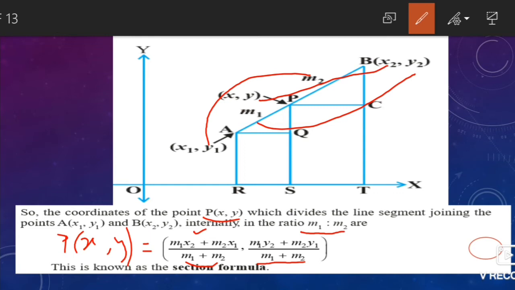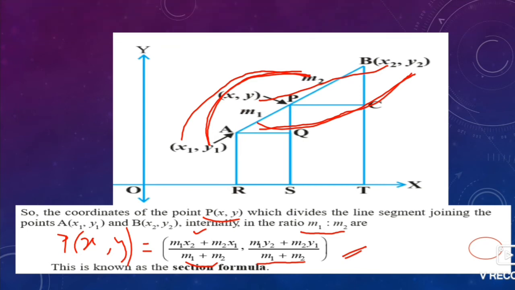That is, m1 into x2 plus m2 into x1 by m1 plus m2, and m1 into y2 plus m2 into y1 by m1 plus m2. This formula is called the section formula.